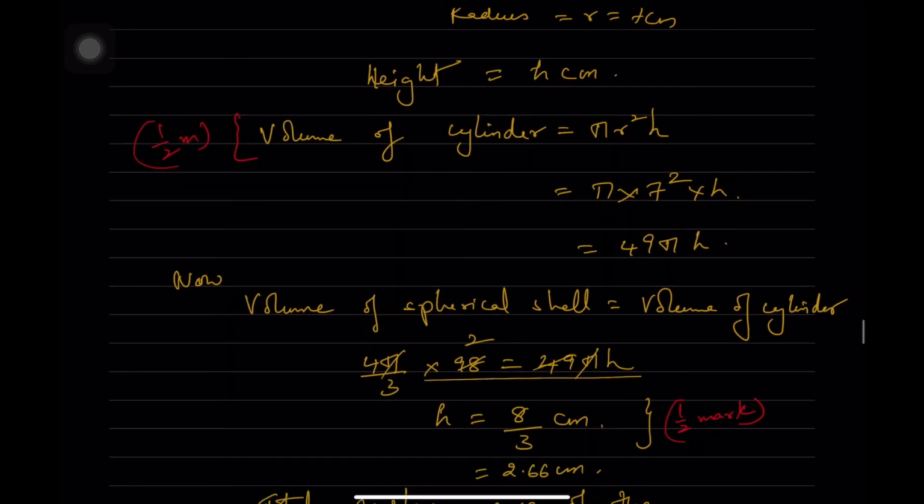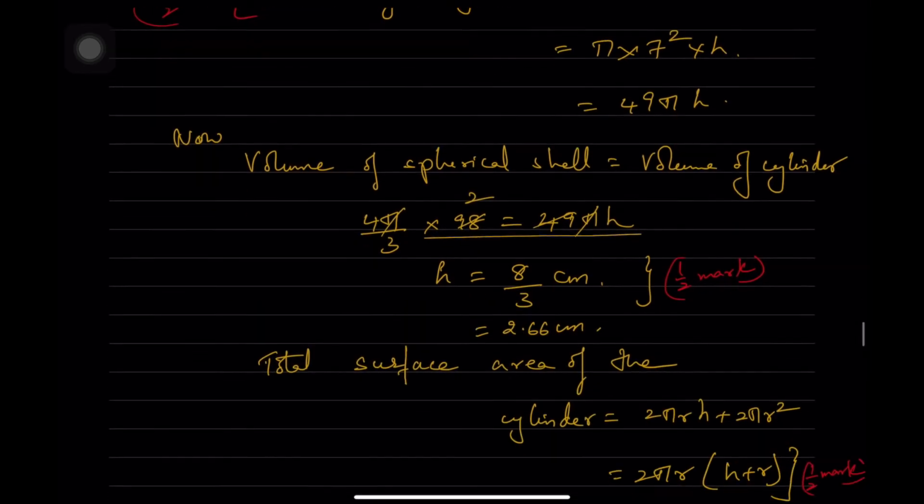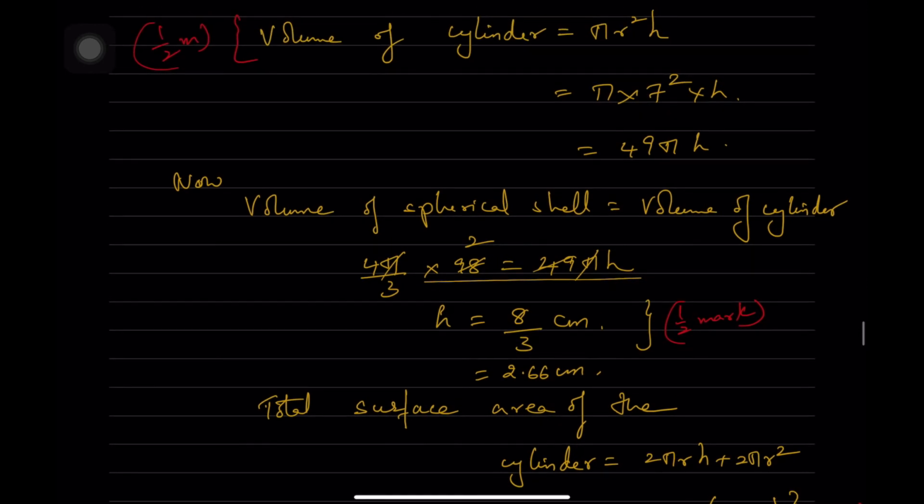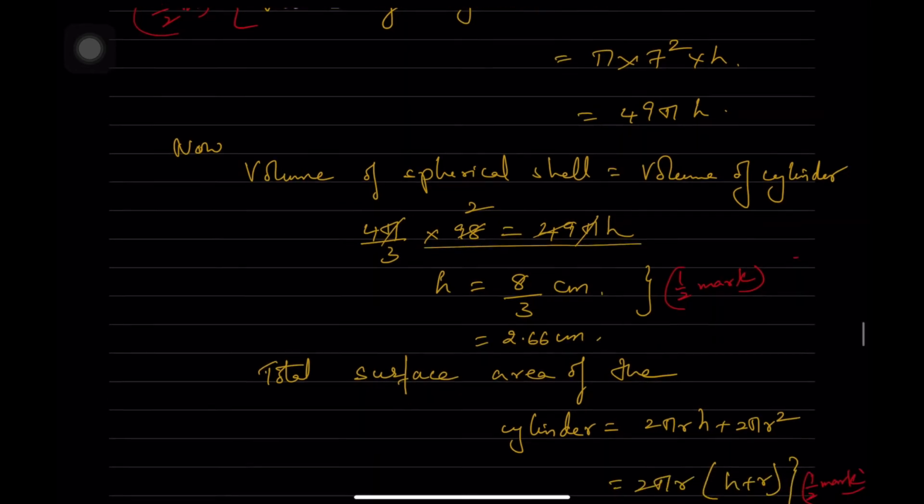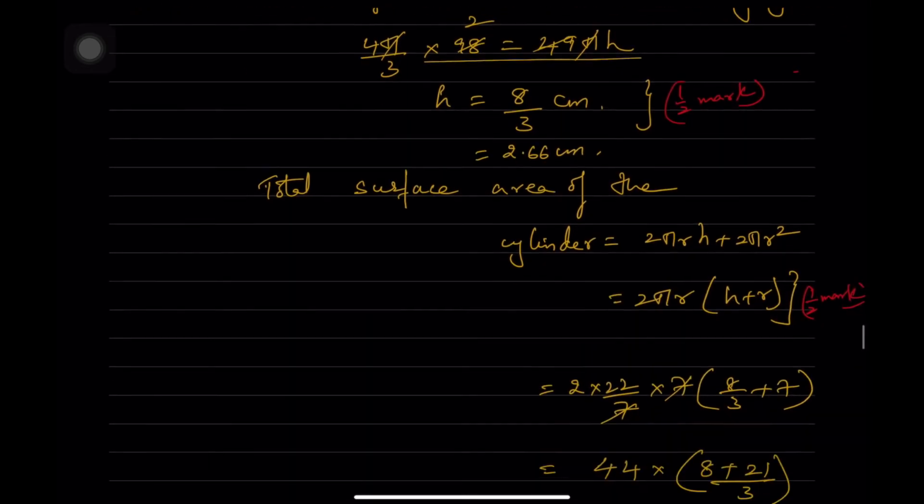Now volume of spherical shell is equal to volume of cylinder, which implies that you are getting here 4 pi by 3 into 98 is equal to 49 pi h. So just cancelling out all the values, you are getting h is equal to 8 by 3 centimeters, that is 2.66 centimeters, but we have written it as 8 by 3. So that we'll be using, because we have to find out even the total surface area.